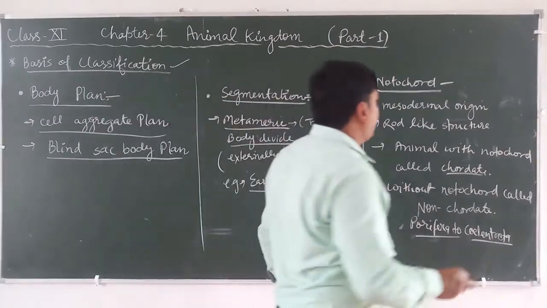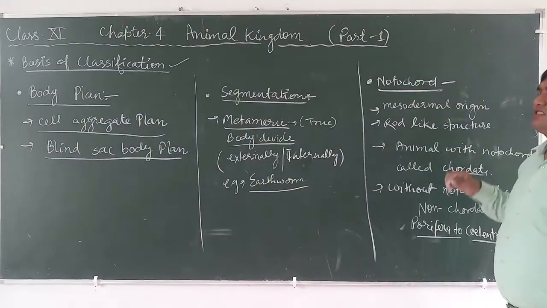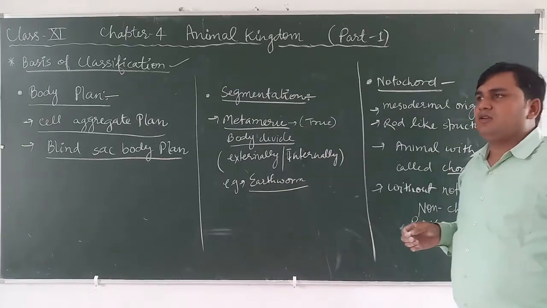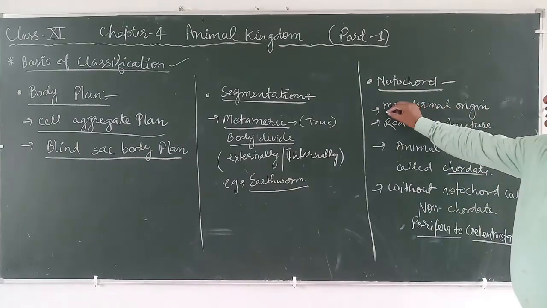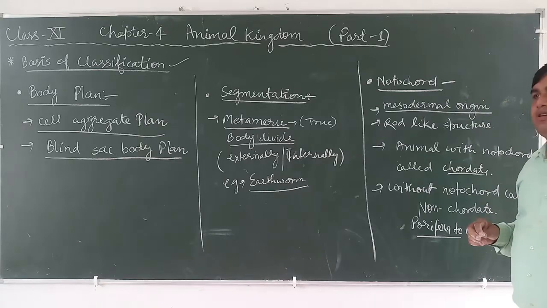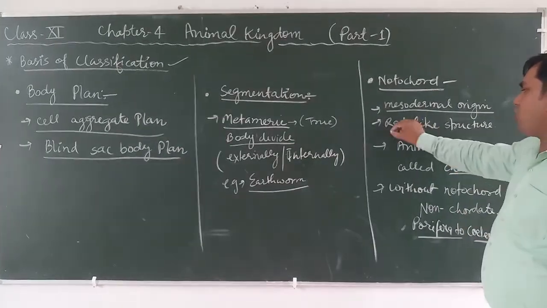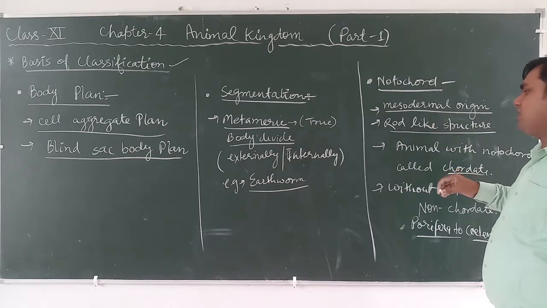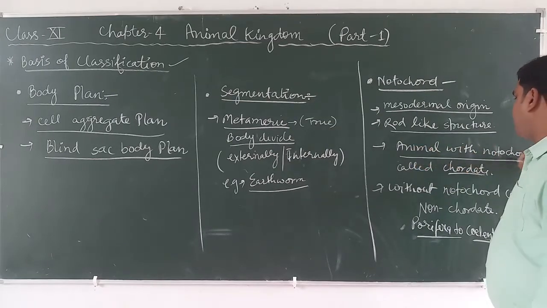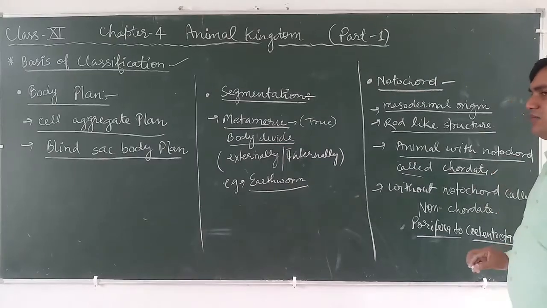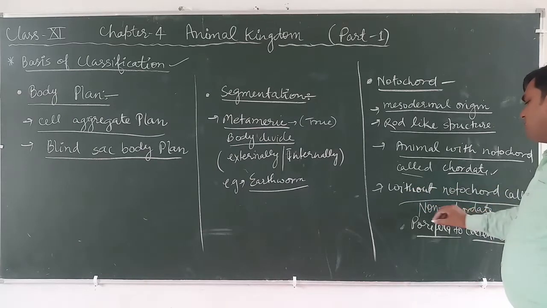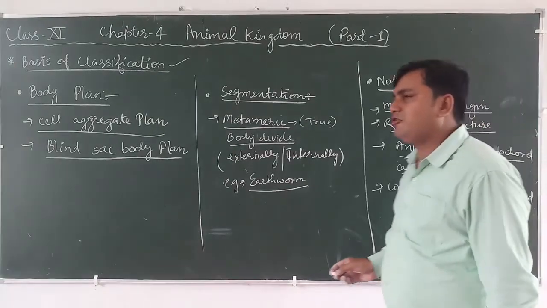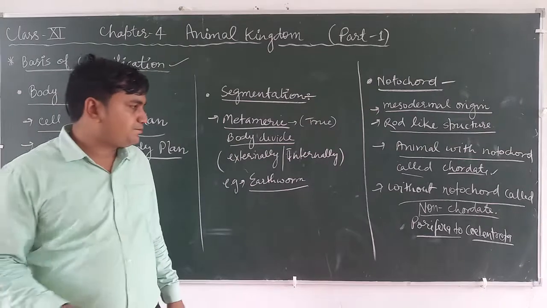Last one is the notochord. Important, notochord. Notochord is a pipe-like structure which is generally equal to the vertebral column, and this is generally known as mesodermal origin, and rod-like structure. Generally, animals which have notochord are called chordate. For example, all vertebrates. And animals without notochord are called non-chordate. Example from Porifera to Coelenterata.